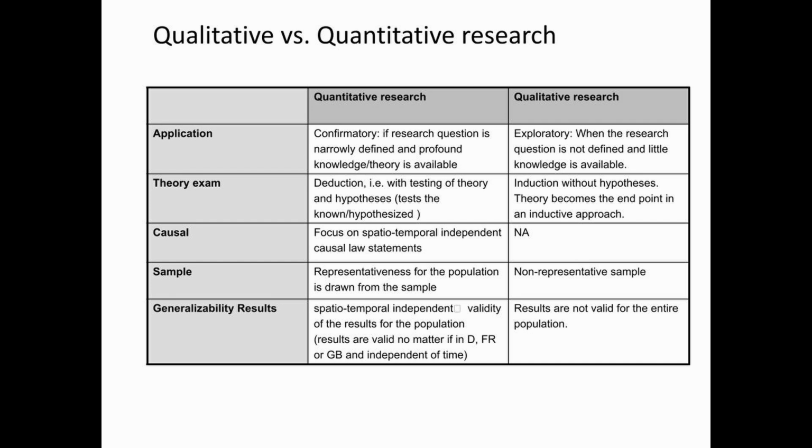The sample is representative. In quantitative research, it is representative for the population, and the sample is drawn from the mother population, whereas in qualitative research, the sample is non-representative. And the generalizability of the results is, as I already said, spatio-temporal independent. The validity of the results for the population means the results should hold no matter the country or the time, and everything is independent. Whereas the results are not valid for the entire population for qualitative research.